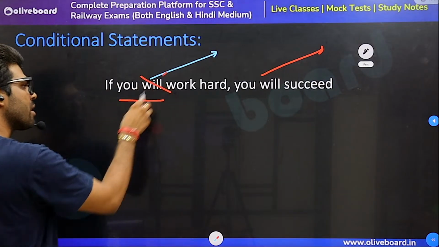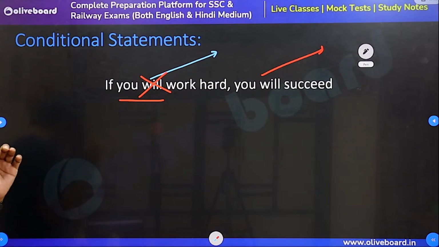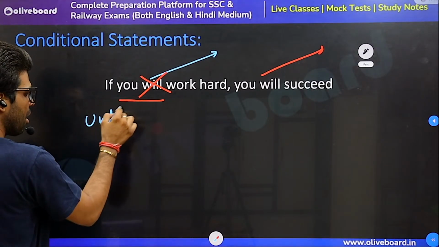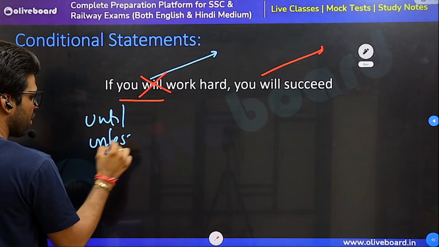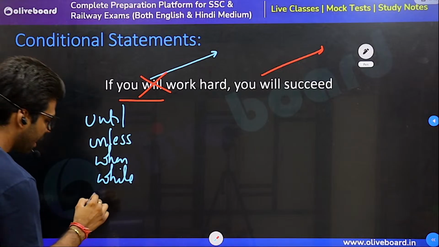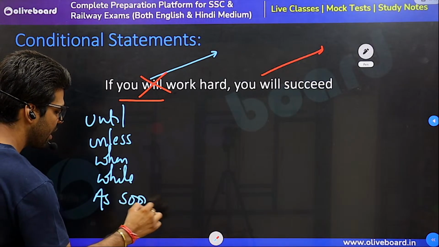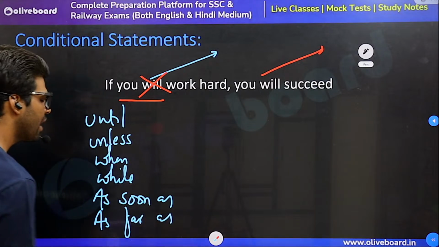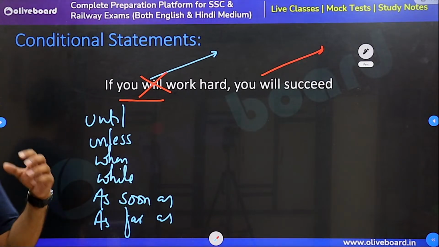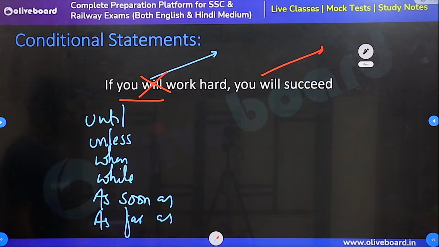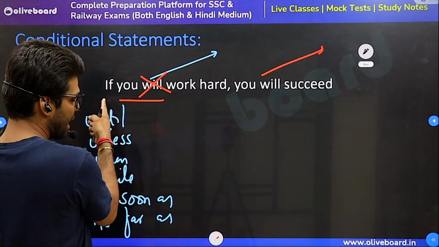But in English, it doesn't exist. Conditional clauses can never be in future. Not just with if, maybe with until, maybe with unless, maybe with when, maybe with while, maybe with as soon as, maybe with as far as, maybe with anything such. Your conditional clause can never ever be in future, because if you translate that in your native tongue, you will see, yes, we say that. We don't say that in English. So the first and foremost condition is that the conditional clause can never be in future.